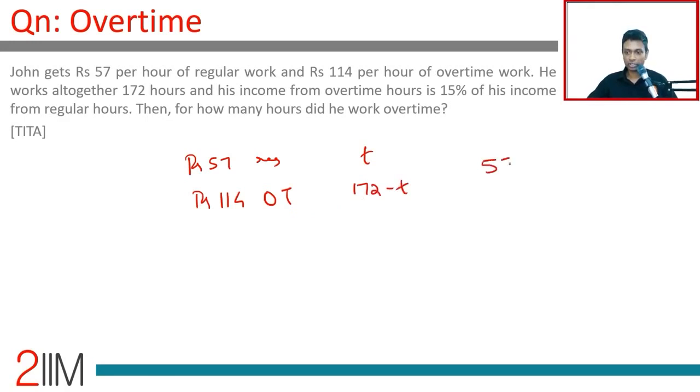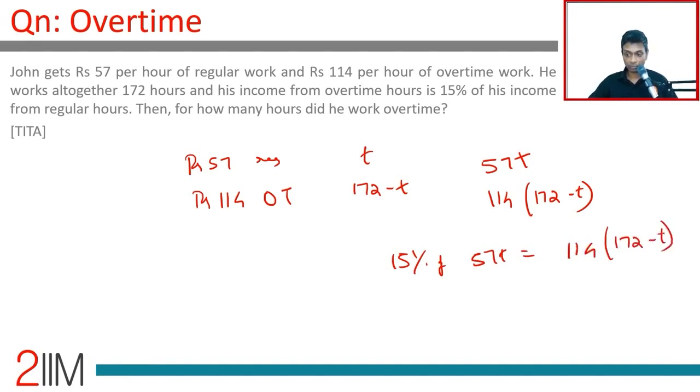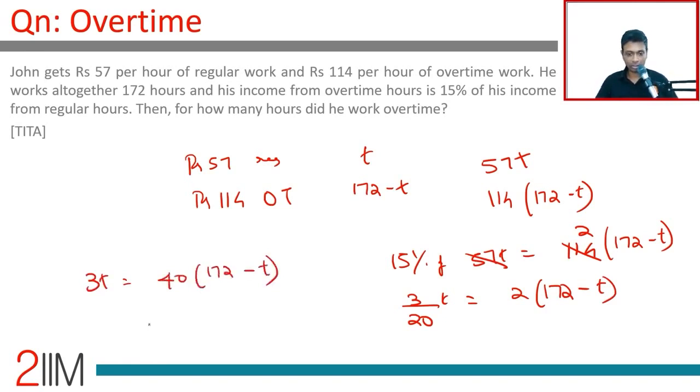So 57T is the total he gets from regular work. 114 into 172 minus T is the total he gets from overtime. Income from overtime hours is 15% of this. So 15% of 57T is 114 into 172 minus T. 114 is 2 times 57, and 15 by 100 is 3 by 20, so 3 by 20 times T is 2 times 172 minus T. 3T equals 40 times 172 minus T.